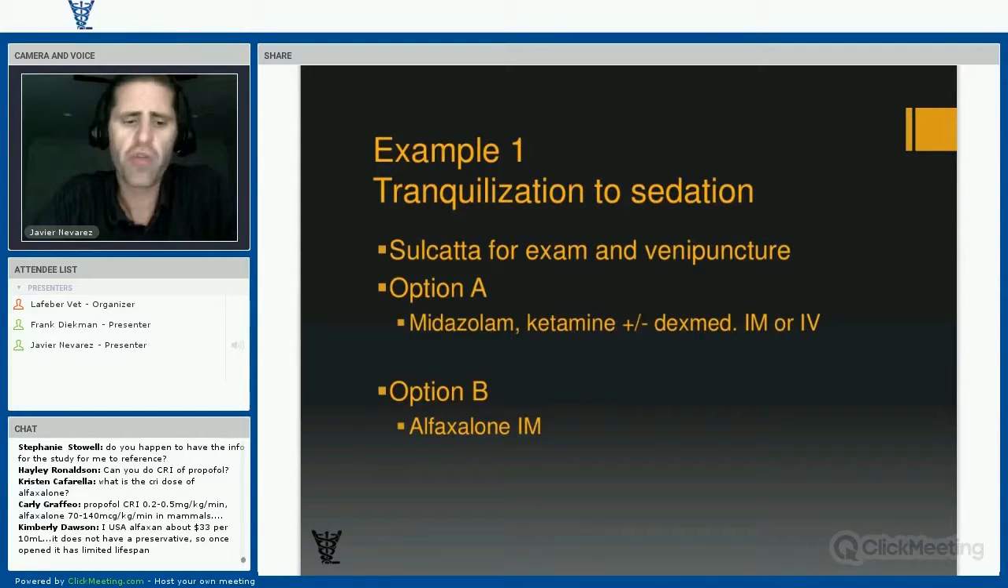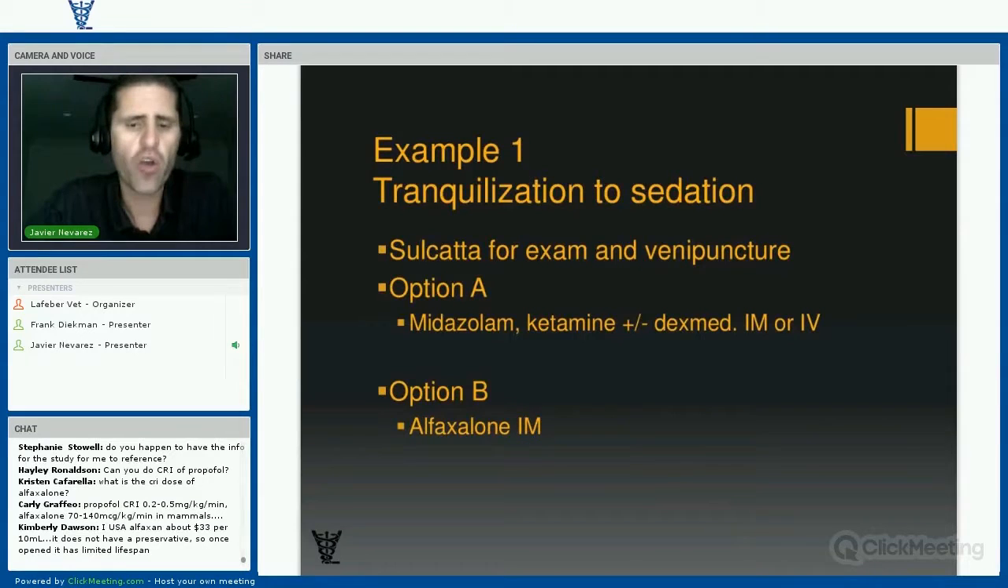So anytime we have a sulcata now, we talk to the clients right away. If it's something where we have to get that animal out to be able to do an exam, get some blood work, we explain to them what the cost is going to be to do that. And we go straight for the alfaxolone. We think it's better for the animal. It's a lot easier to get, and it has effects a little bit faster.